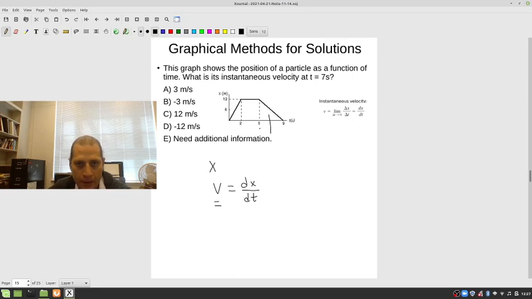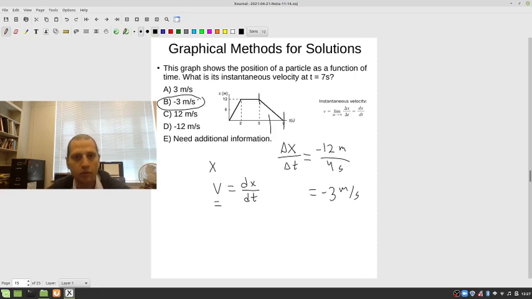That's right there. Well, the way we can find the velocity there is to look at the slope in this region. So let's see, my delta x over delta t, my rise over run, I'm going from 12 to 0, so I've gone down 12 meters, or rather backwards. And then from 5 seconds to 9 seconds is 4 seconds, so this should be minus 3 meters per second. And there we go.